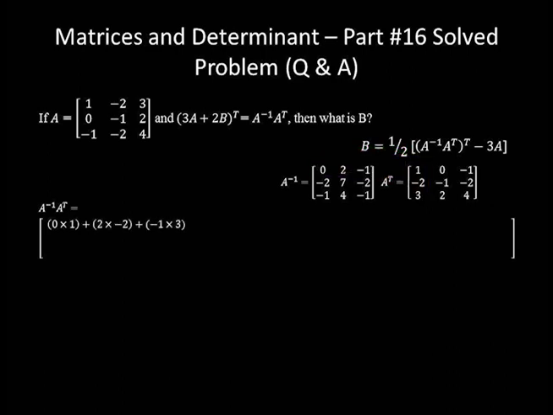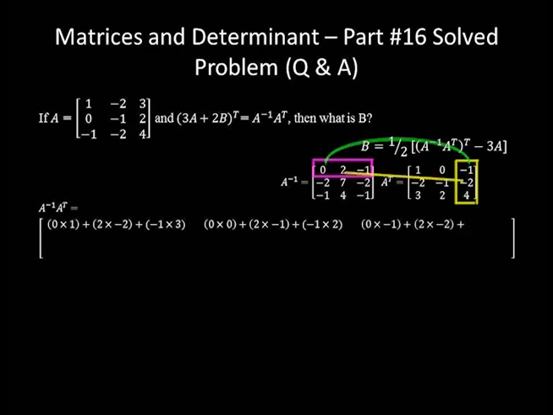To find the element in first row, second column, multiply row 1 of A inverse with column 2 of A transpose, 0 times 0 plus 2 times negative 1 plus negative 1 times 2. To find the entry in first row, third column, multiply row 1 of A inverse with column 3 of A transpose, 0 times negative 1 plus 2 times negative 2 plus negative 1 times 4.